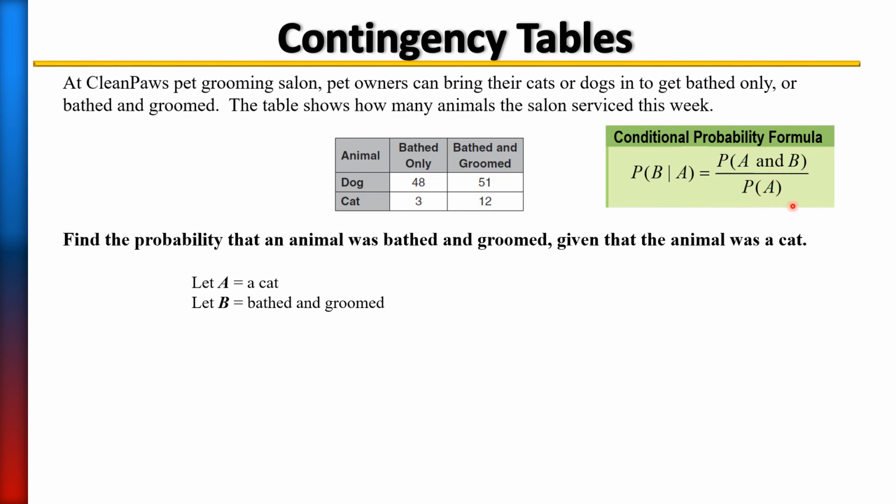Next, on the bottom, we want event A, and event A is a cat, so we want to get the total for cat, and row 2 here are the cats, so 3 plus 12. So 3 of the cats was just bathed only, 12 bathed and groomed, but we still have a total of 15 cats. So probability of B given A is going to be, recall 12 is going to be on top, and then we're going to have our 15 on the bottom, because there are 12 cats who were bathed and groomed, and there were a total of 15 cats in all. So our probability is 12 over 15.